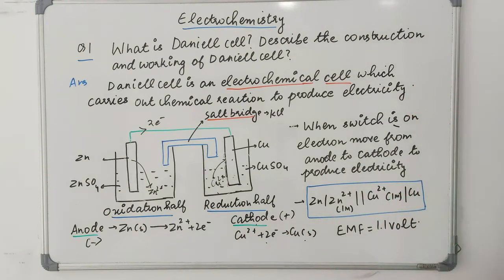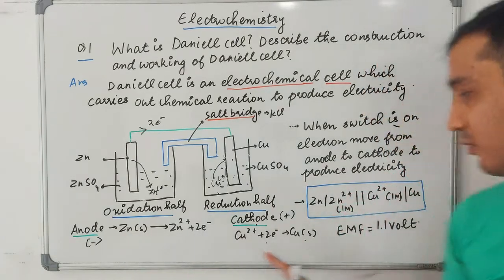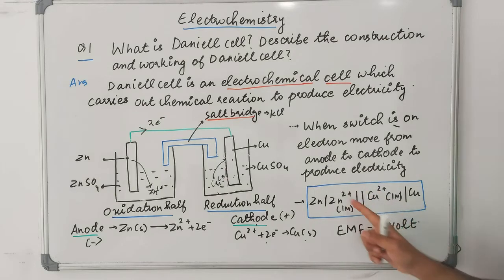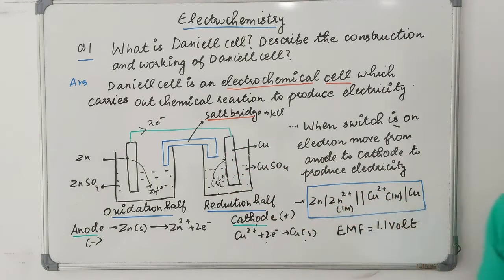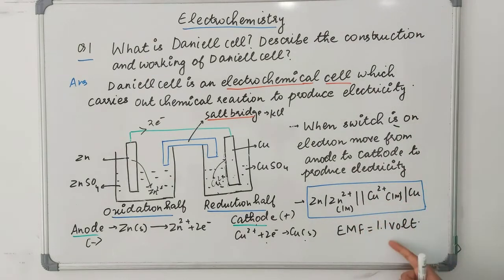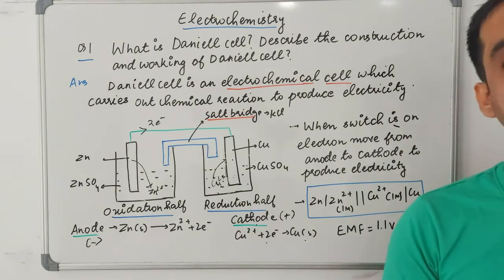Okay, next if you want to write the cell representation, you can directly write, because zinc is undergoing oxidation, Zn | Zn2+, a double dash will represent the salt bridge, Cu2+ | Cu. So this is the representation of the Daniell cell, and if you calculate the EMF of the cell, the EMF of this cell is 1.1 volts.